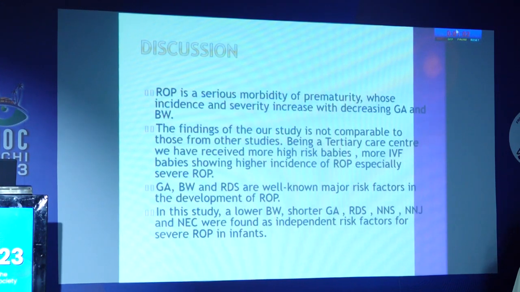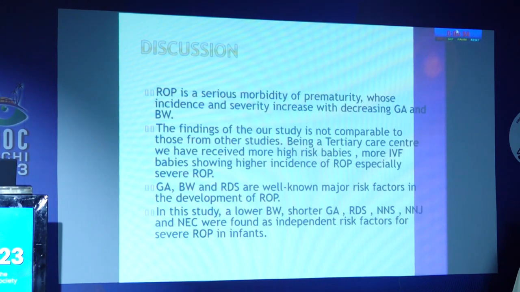Discussion: ROP is a serious morbidity of prematurity whose incidence and severity increase with decreasing gestational age and birth weight. Our finding is not comparable to those from other studies. Being a tertiary care center, we had more high-risk babies and more IVF babies, so we had a higher incidence of ROP, especially severe ROP. As we all know, birth weight, gestational age, and respiratory distress are well-known risk factors for ROP. In this study, lower birth weight, shorter gestational age, and RDS were independent risk factors for severe ROP in infants.